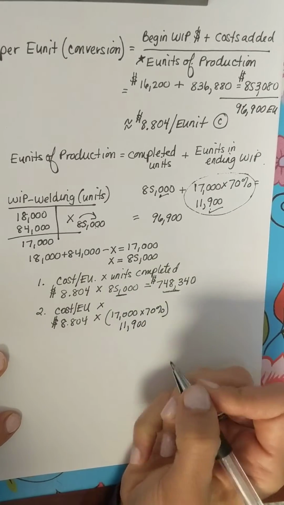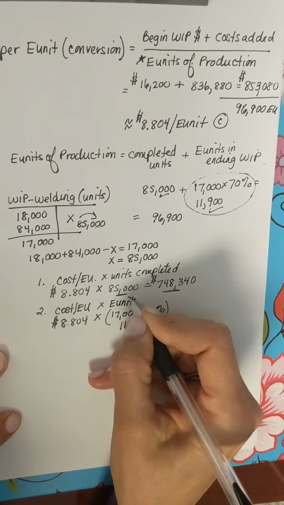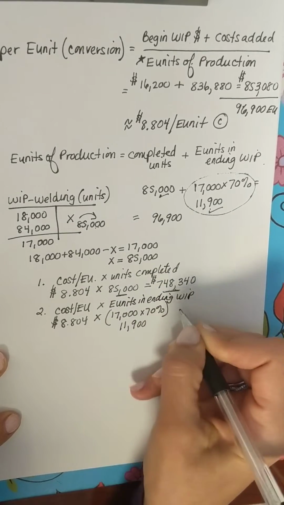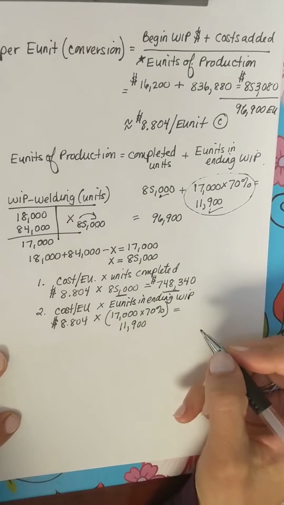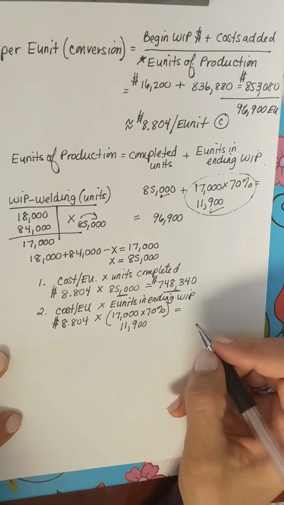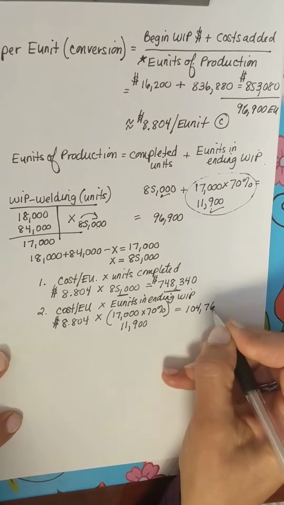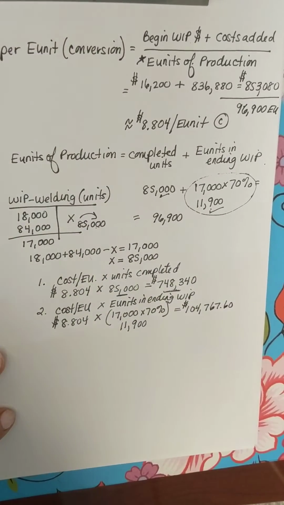So I'm using the 17,000 times 70%, which is my 11,900. I'm multiplying my cost per equivalent unit times my equivalent units in ending WIP. And that will give me approximately, again, because I had to round this, $8.804, approximately $104,767.60 in ending work in process.